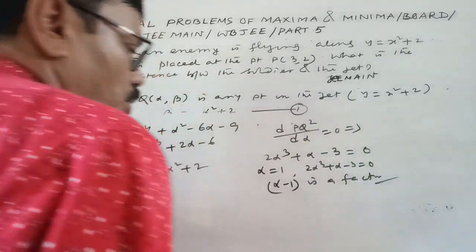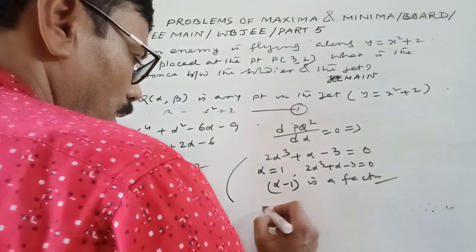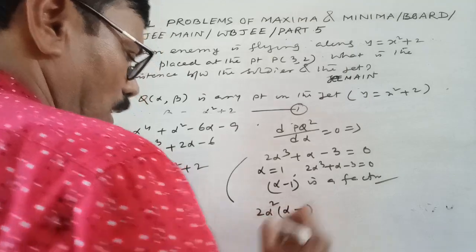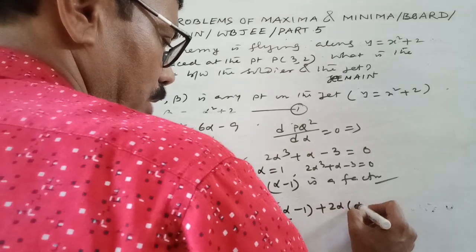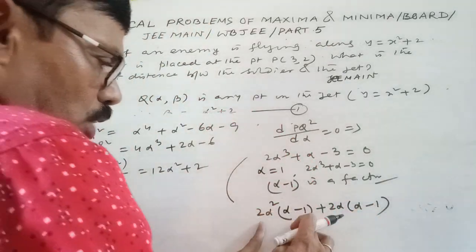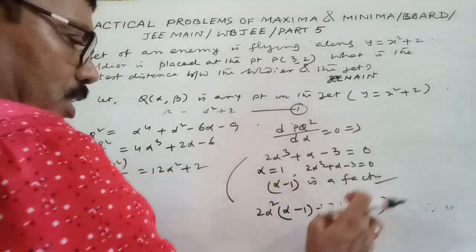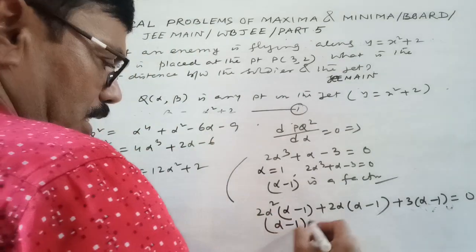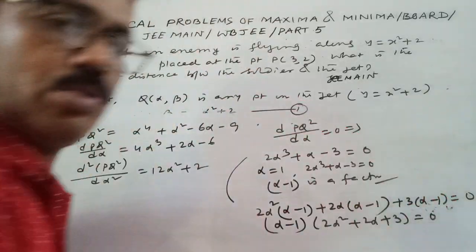So you have to factorize by trial method or division. Now look, alpha minus 1 is a factor. This is 2 alpha, so this is 2 alpha square. So 2 alpha cube minus 2 alpha square, so 2 alpha square into alpha minus 1. So minus 2 alpha square plus 2 alpha square cancel, and this is minus 2 alpha, but it is plus alpha. So 3 into alpha minus 1. So factorizing, you get 2 alpha square plus 2 alpha plus 3 equals to 0.